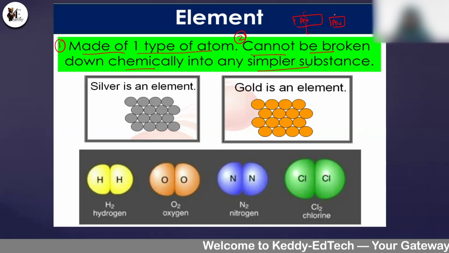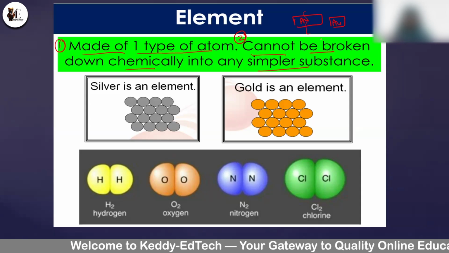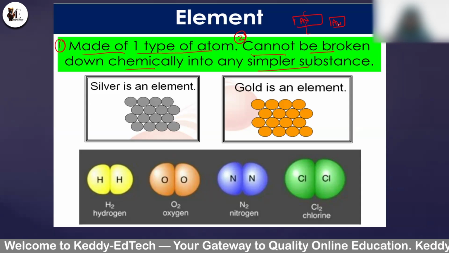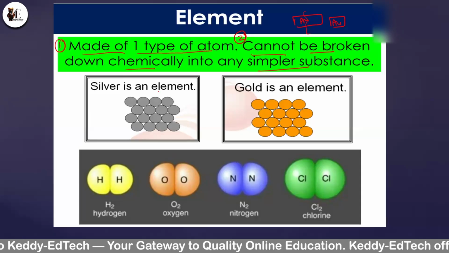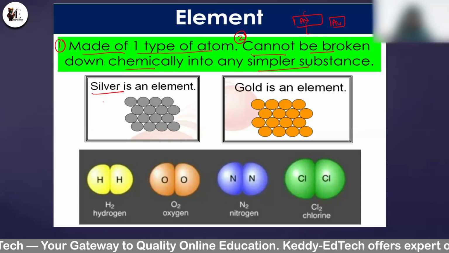So nothing simpler can come from gold. It remains gold only. It doesn't become silver, right? Silver is an element. Its chemical symbol is Ag.